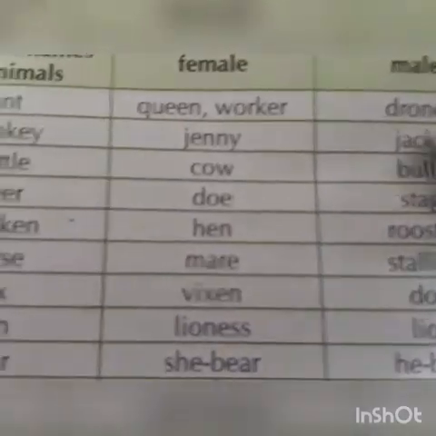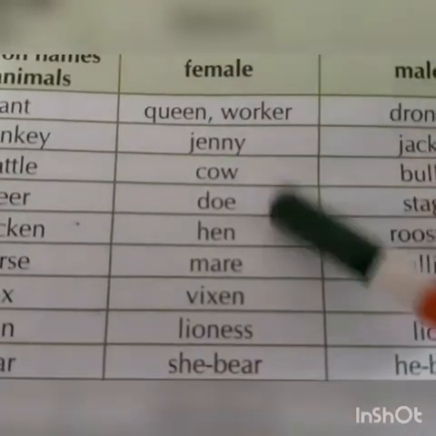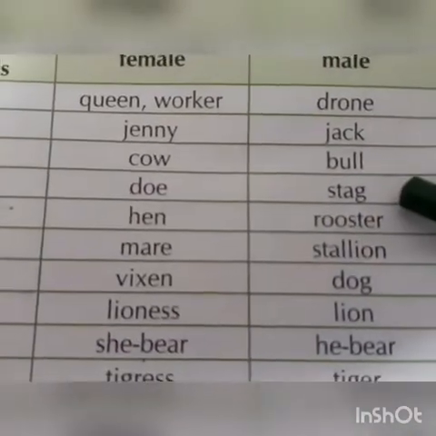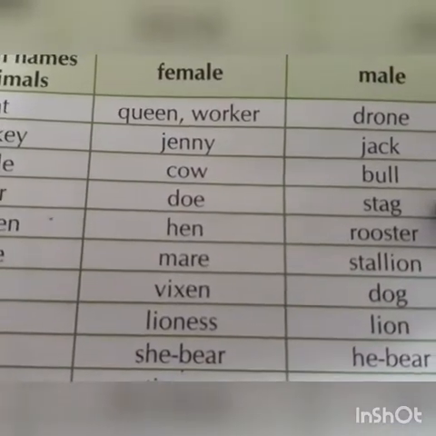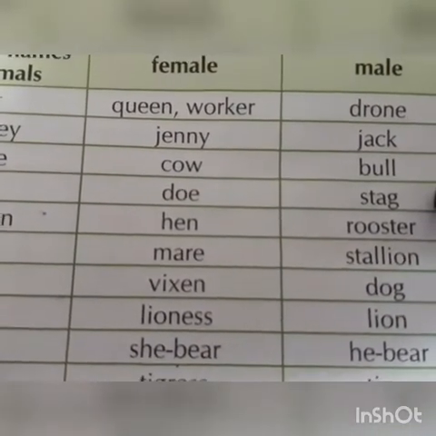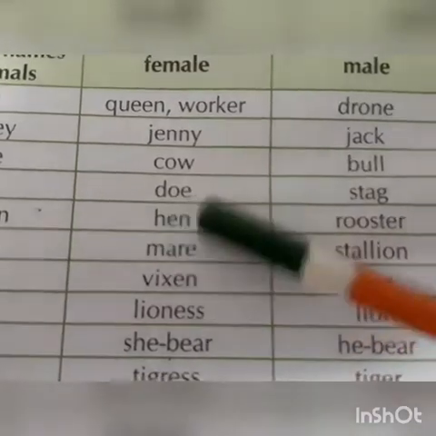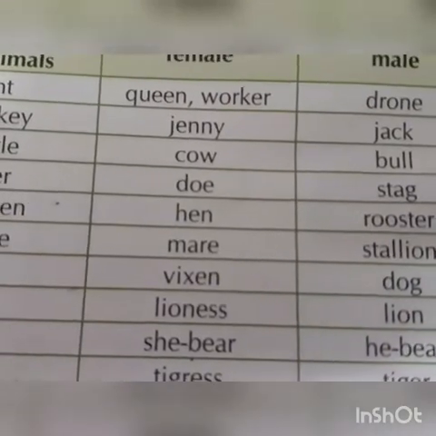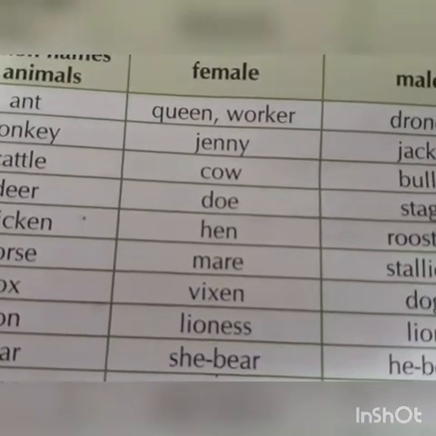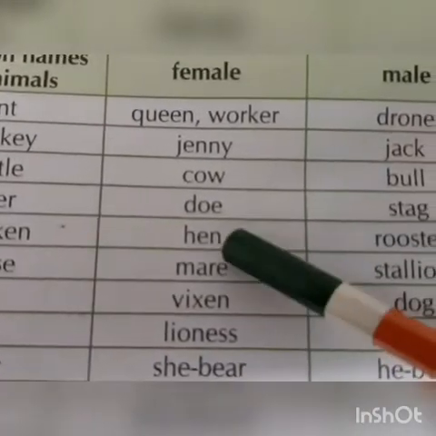Cattle, cow and bull. Deer, female is called doe and male is called stag. If we say stag, then we can come to know that it is a male deer we are talking about. If we say doe, then it is a female deer. But if we simply say deer, then we'll not be able to identify whether it is a male or a female. Same with chicken. Female is called hen and male is called rooster.